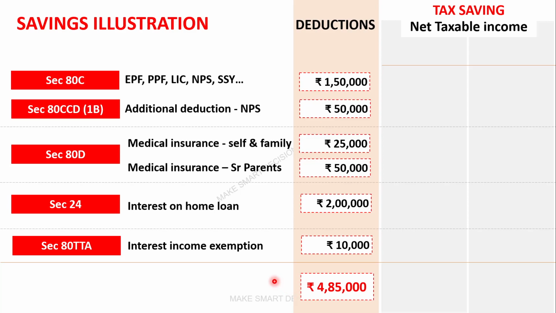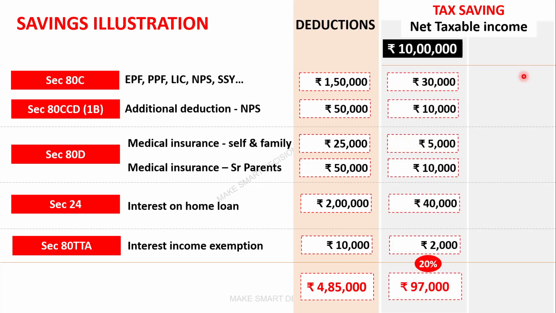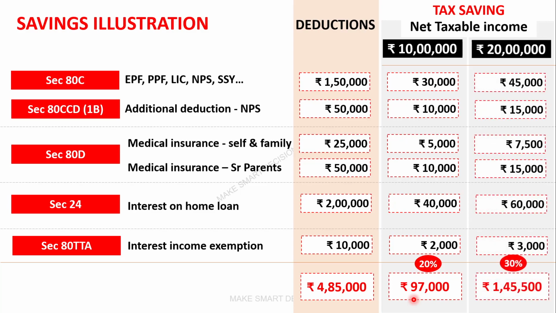Let's take two examples. In the first example, the individual's net taxable income is say 10 lakh. You reduce the deduction of 4.85 lakhs, and since that individual is in the 20% tax bracket, that individual will be able to save 20% of this 4.85 lakhs, which translates to 97,000. Let's say there is another person whose total income is say 20 lakh, and if he claims all these deductions, he can claim 30% of 4.85 lakhs, which translates to 1.45 lakhs approximately. Over and above that, you can also save on your cess, which is 4% of the net tax you're paying.